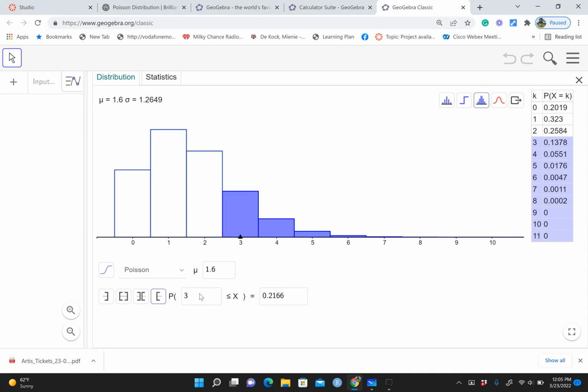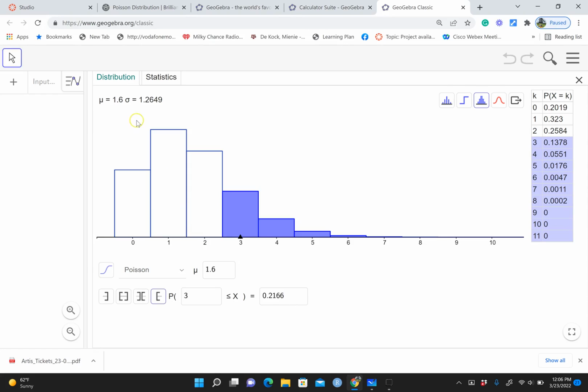And this is quite evident from this graph. So you can see here the probability that x is equal to 3 will be 0.1378. The probability that it's equal to 4 is 0.0551. But you want to know each of those occurrences, right? So you're really looking at the probability that x is equal to 3, plus the probability that x is equal to 4, plus the probability that x is equal to 5. And you're going to continue like that, and GeoGebra added all the events for you, so it's going to be 0.2166. So this is how you will do it with the GeoGebra platform.